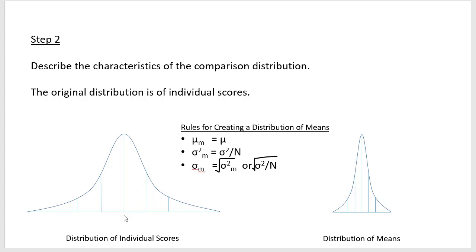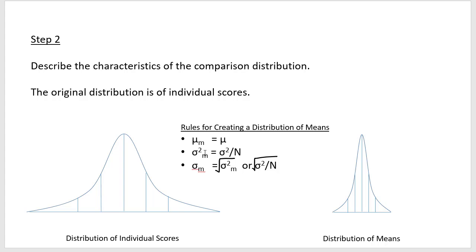Now, we know that the rule is that the mean of the distribution of individual scores is equal to the mean of the distribution of means. So the mean of the individual scores is equal to the mean of the distribution of means. The variance of the distribution of means is equal to the variance of the population divided by the number in each sample. So in order to do this, we find out how spread out the scores are by looking at the variance and dividing it by the number in each sample, and that makes that spread of scores much smaller.